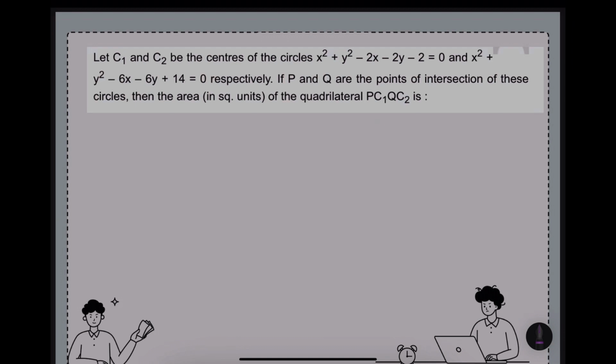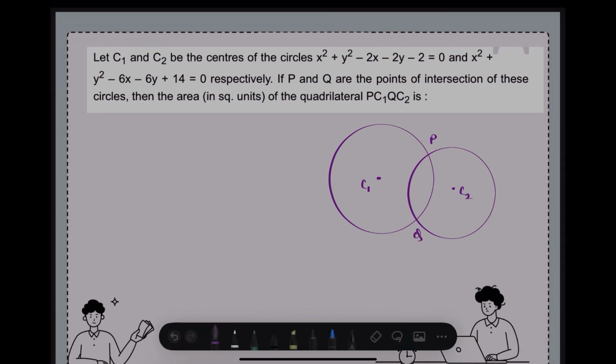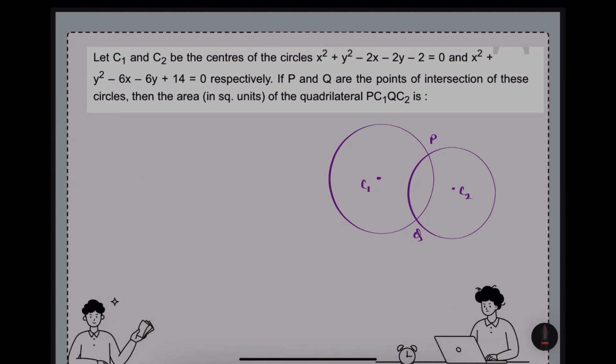So suppose this is the first circle, suppose this is the second circle. So they are saying this is C1, C2, this is P, this is Q. Okay, so we are interested in finding the area of this quadrilateral. Just look at this. So how will we approach this kind of question?